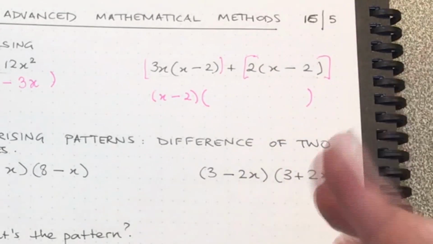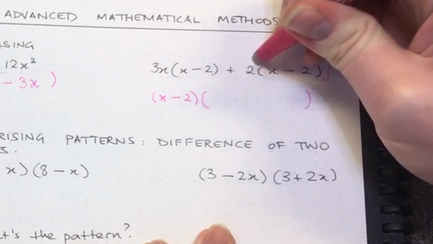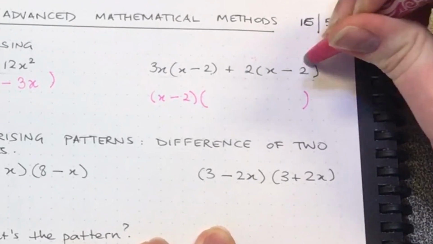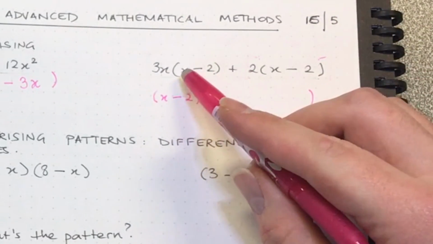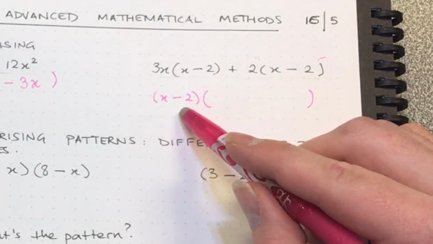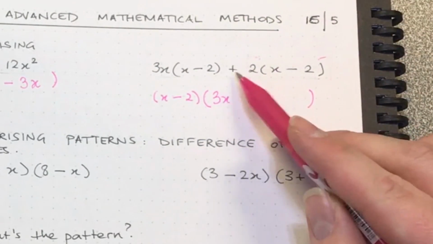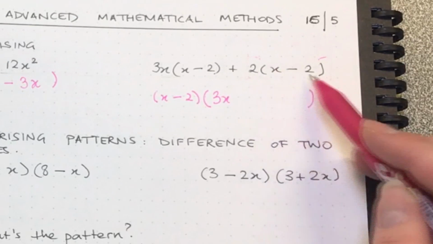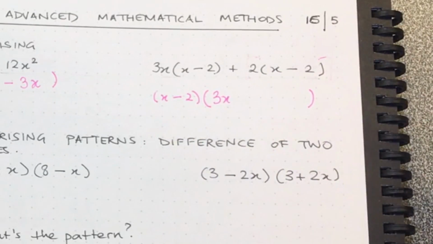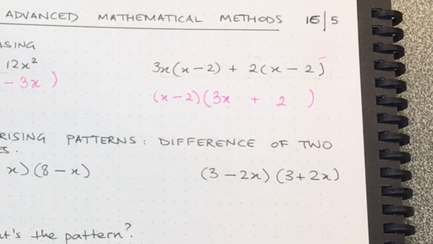So here's a thought, now that you've seen that. What is 3x brackets x minus 2 divided by x minus 2? What would I have left? Just the 3x. And what is positive 2 brackets x minus 2 divided by x minus 2? Positive 2. Boom. That's it.